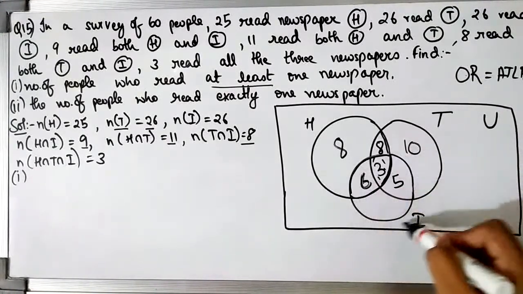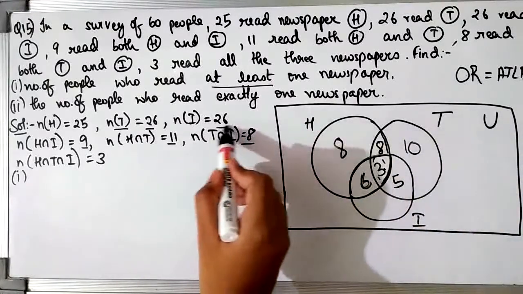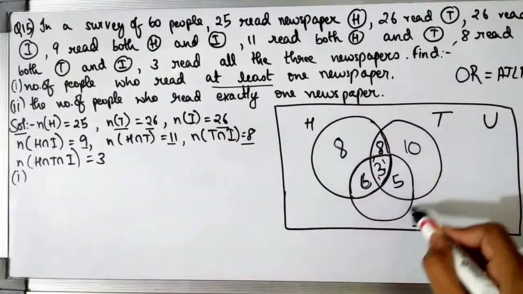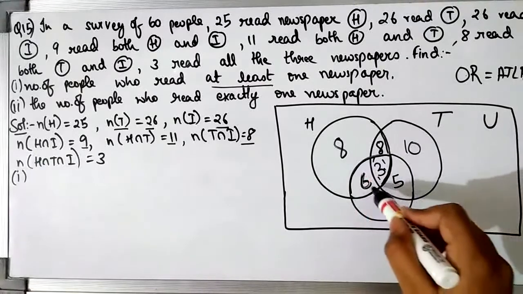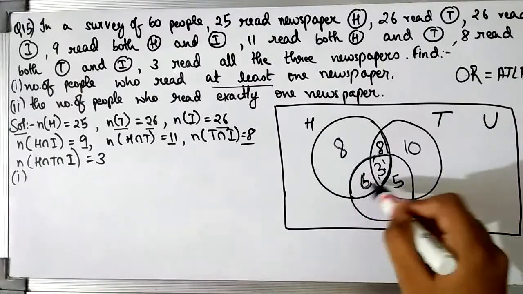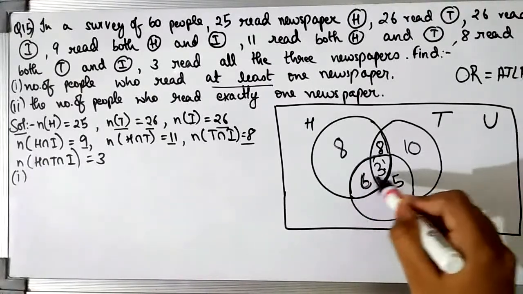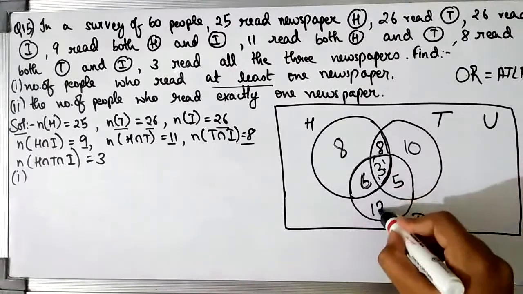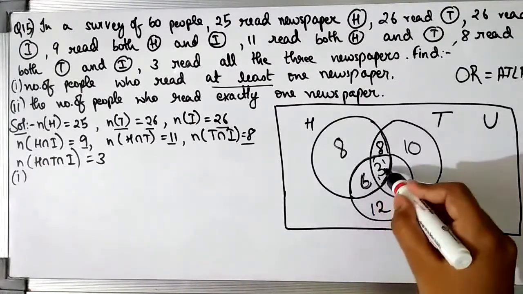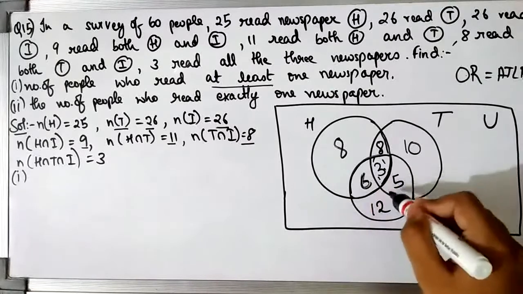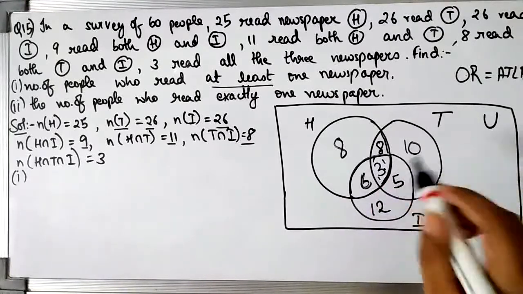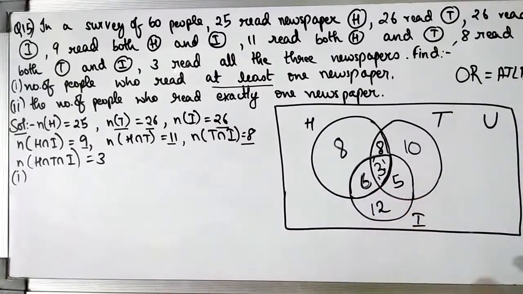Now check for this one. I also represents 26 elements. It is given in the question. So this whole I represents 26 elements. But already we have marked this number of elements. So the leftover is 12. Now if you add 12 plus 6 plus 3 plus 5, together they make up 26. So like that we have marked all the shaded regions.